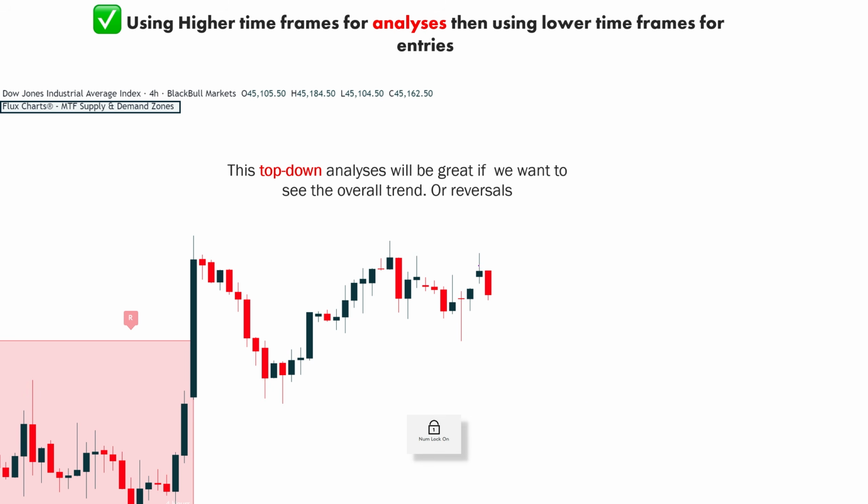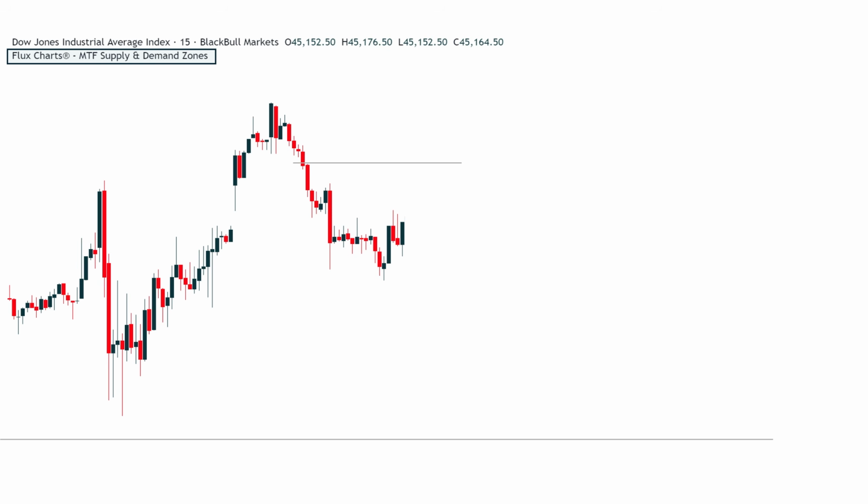So if we move on to the lower time frame, we will put a line here and then a line around this area for our take profit. This will be used as our entry area. Let's move on to the lower time frame and see how price action will behave. This is the lower time frame. Right now we are on the 15 minutes.